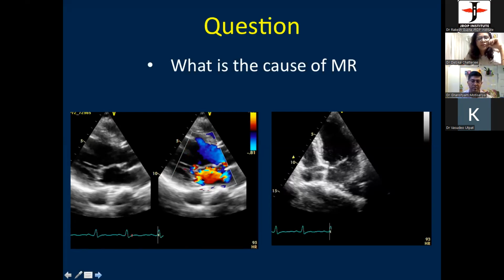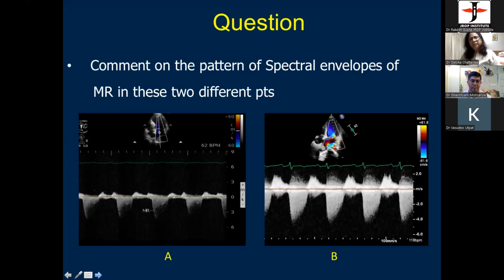So I'll go to the next question then. Yes, sure, definitely. The next question goes to Dr. Tushar. Dr. Tushar, are you there? Yes, sir. Dr. Tushar, comment on the pattern of spectral envelopes of mitral regurgitation in these two different patients. This is an apical four-chamber view. I have done continuous wave Doppler across the mitral valve where there was MR. This is the picture of patient A, and this is the picture of patient B. Now, comment on the pattern.